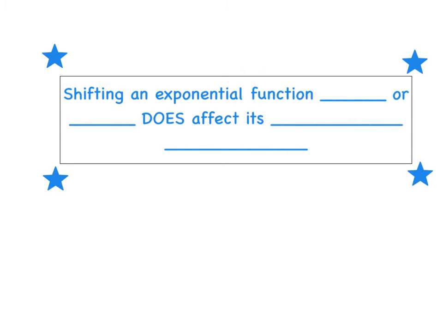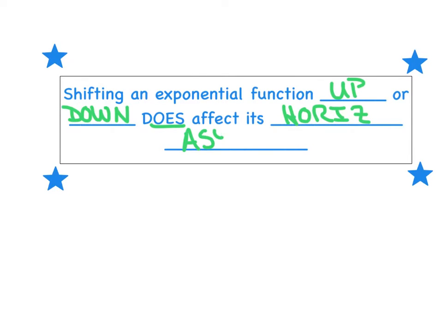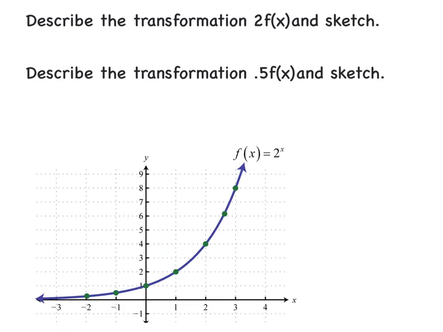So let's try to summarize what we did with that asymptote. So shifting a function either up or down does affect its horizontal asymptote. Okay. And that asymptote is going to move up or down just like any of those points. If all the points move up 2, the asymptote moves up 2.